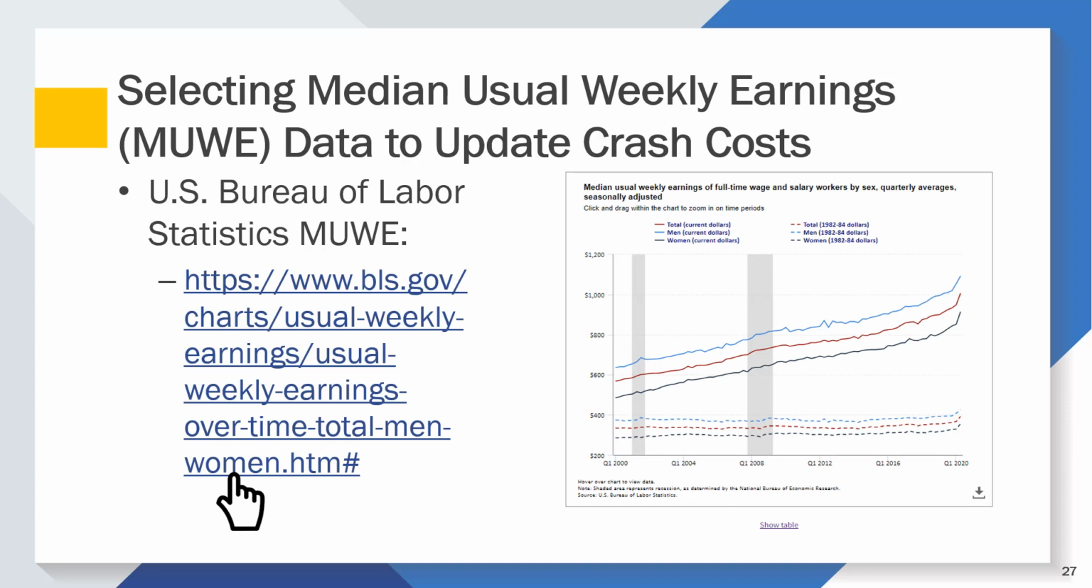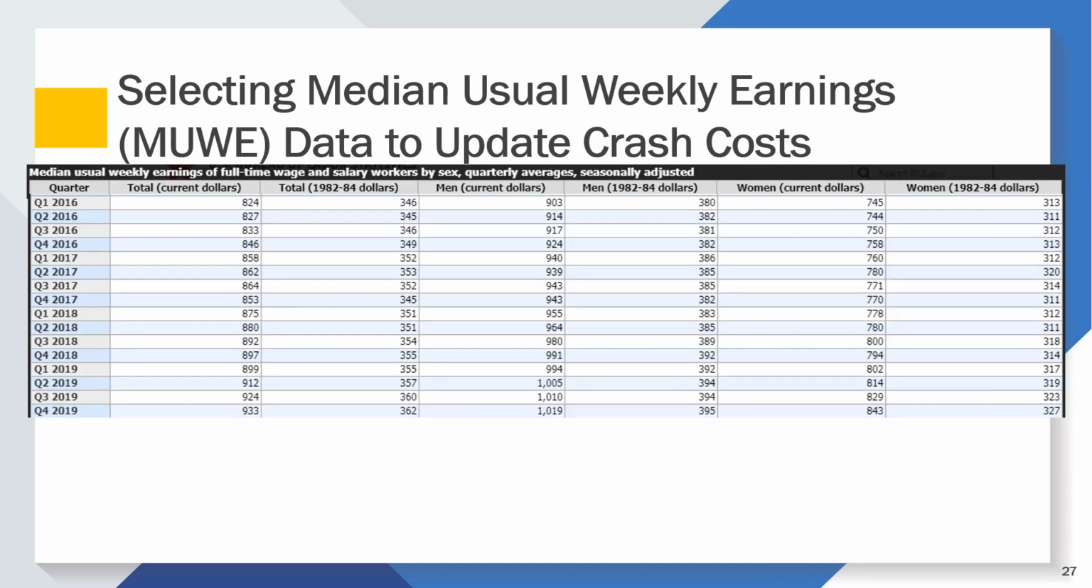Click this link to access the Bureau of Labor Statistics MUWE data. Scroll down and click the link to Show Table. You will get a table of seasonally adjusted MUWE values for full-time wage and salary workers by sex. These values represent quarterly averages. Take the average of the quarterly values to get the annual average for the year of interest, such as 2019.